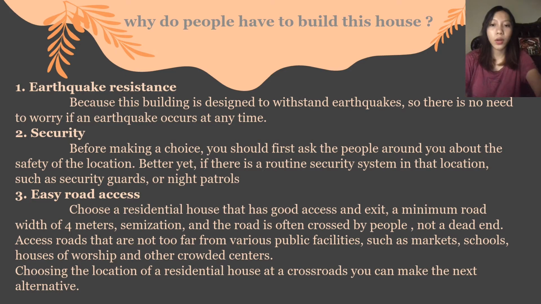Third, easy road access. Choose a residential house that has good access and exit, a minimum road width of 4 meters, and the road is often crossed by people, not a dead end. Access roads should not be too far from various public facilities such as markets, schools, houses of worship, and other crowded centers. Choosing the location of a residential house at a crossroad can be the next alternative.